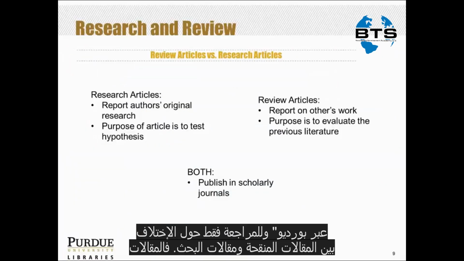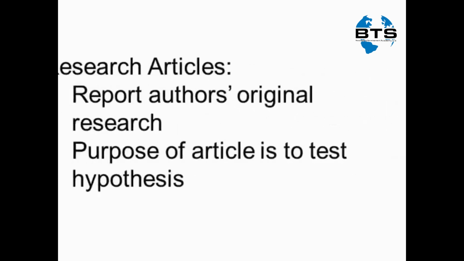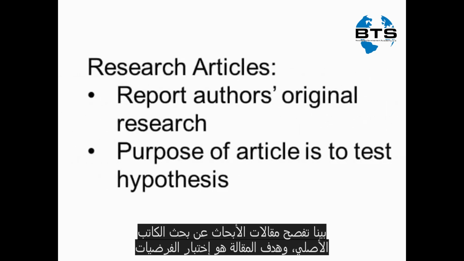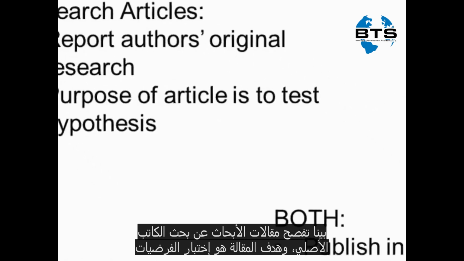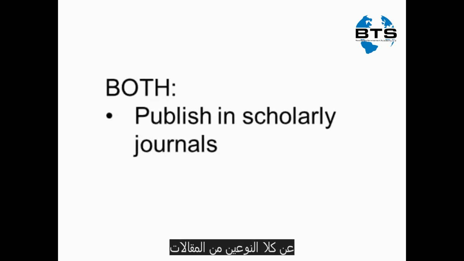Just to review the difference between review articles and research articles, review articles report on others' work. The purpose of the review article is to evaluate the previous literature. Research articles report on the author's original research. The purpose of the article is to test a hypothesis. Both are published in scholarly journals. When you're doing a literature review, you are looking for both types of articles.